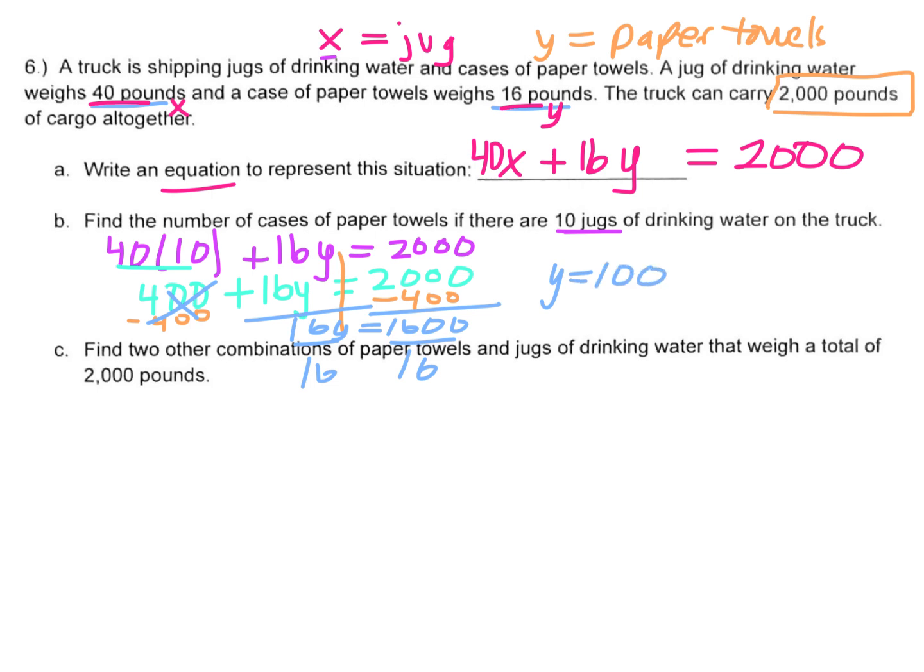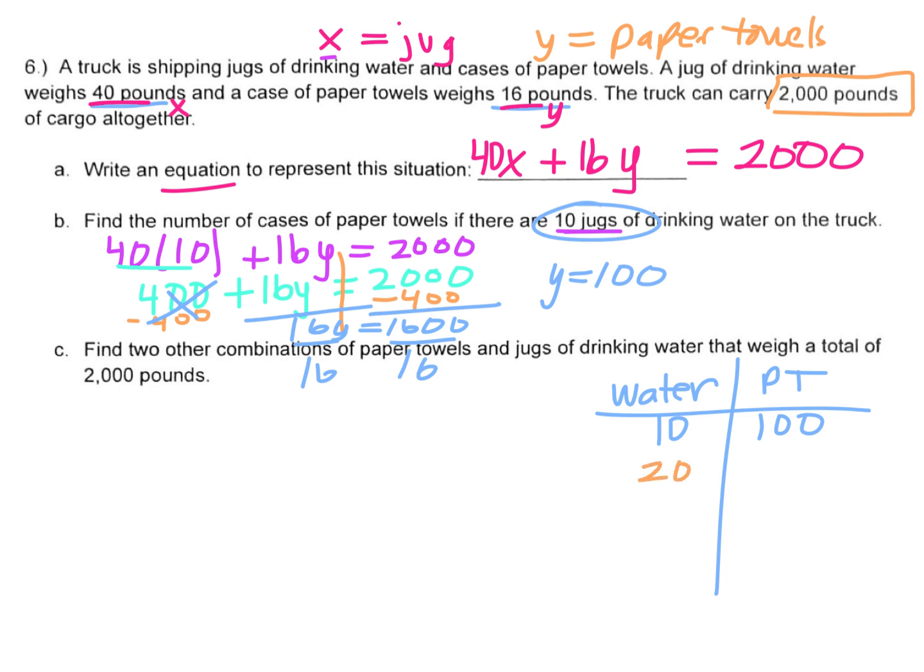Okay, so what that means for water, if we have 10 cases of water, you could do 100 paper towels. Next, we have to find two other combinations that would total 2,000 pounds. So since we already did 10 jugs of water, I'm thinking maybe it would be easiest just to double that and do 20 cases of water.